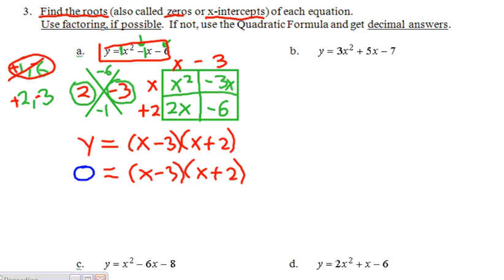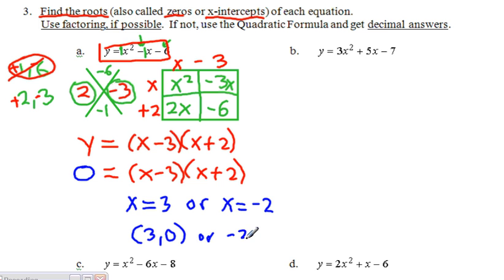In this case, the problem's easy enough to just do mentally. To get 0, you could have 3 minus 3 is 0, and 0 times anything would be 0. So one possibility is x equals 3. On this side, you could have negative 2 plus 2 is 0. So x equals negative 2 is another possible solution, because 0 times anything else would be 0. So those are two solutions, but written as x-intercepts, it would be 3 comma 0 is the official answer, or negative 2 comma 0.